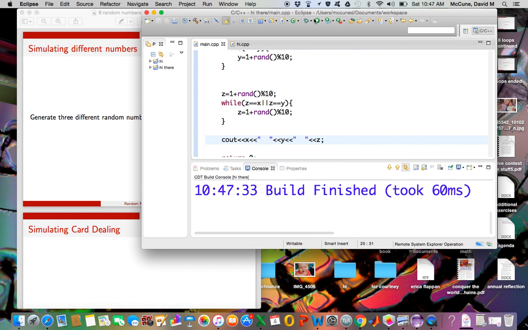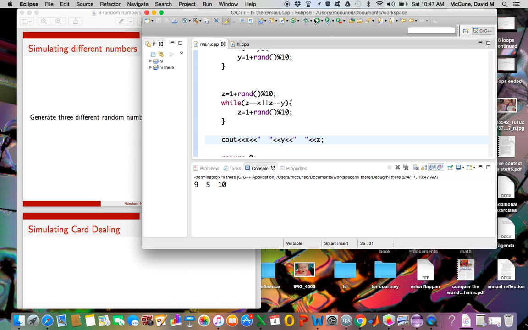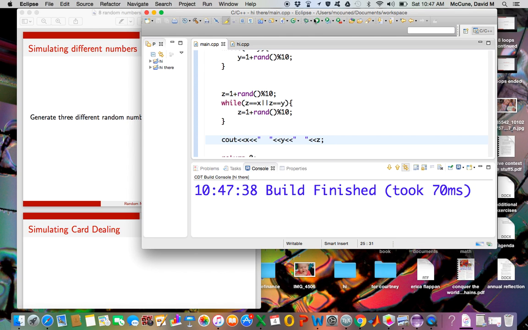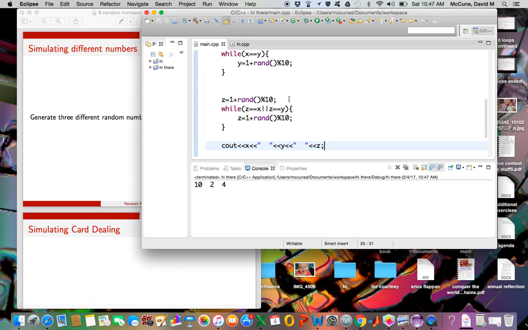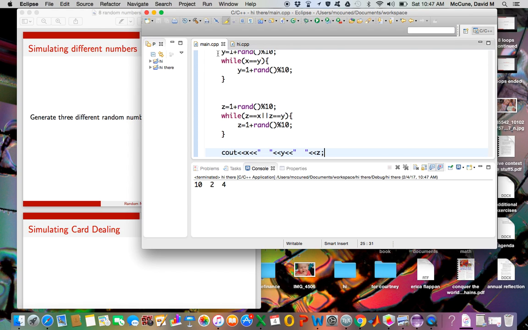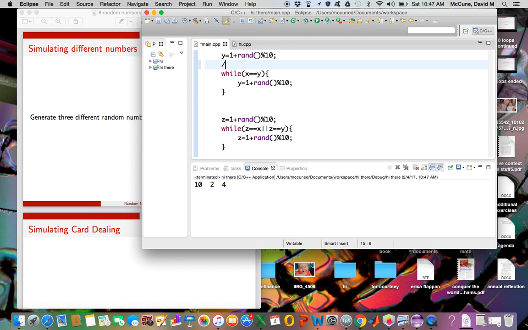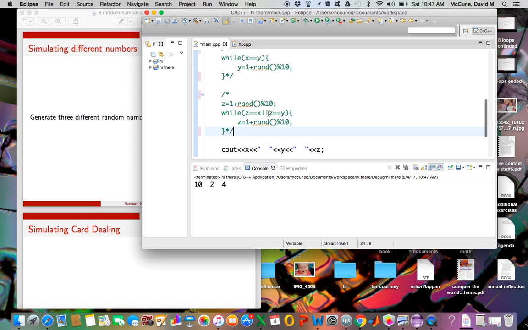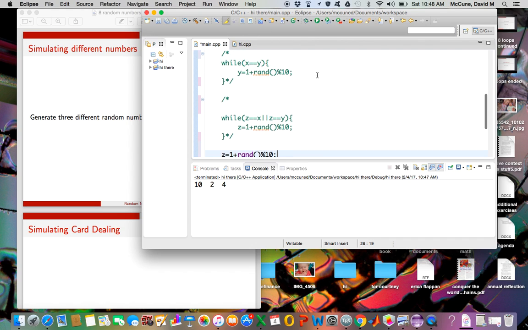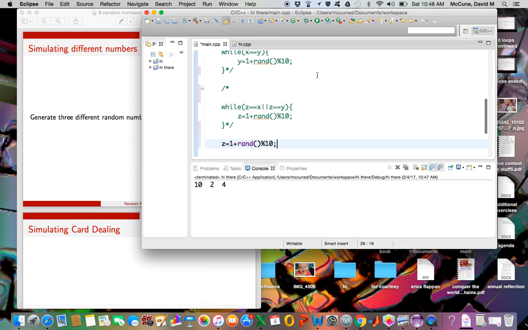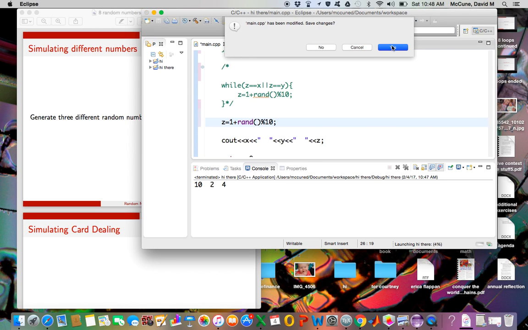1, 6, 8. 5, 4, 10. 9, 5, 10. Okay, they will always be different because of these loops I've put in there. Okay, so if I take these loops out, it's certainly possible you'll get some overlap. Okay, so now the loops are gone. So all I'm doing is choosing x, choosing y, choosing z. Let's see what it prints now.